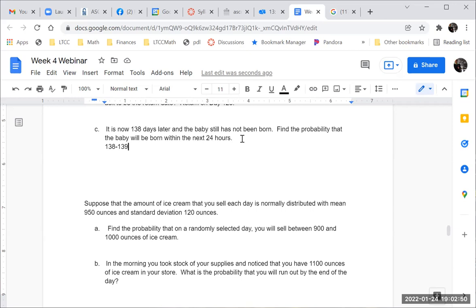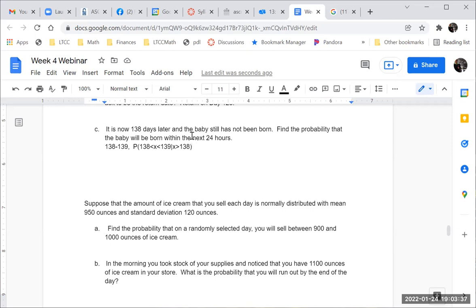And it turns out 135 has nothing to do with this anymore. Yeah, it's conditional on being after day 138. So in other words, this is the probability that X is between 138 and 139, given that X is greater than 138. Any questions on that?